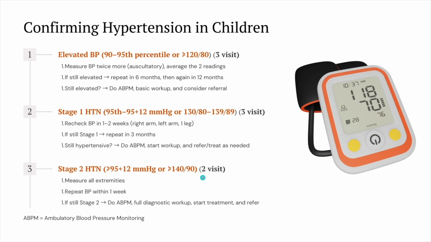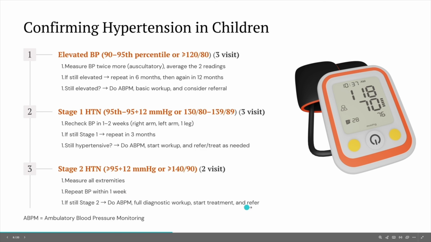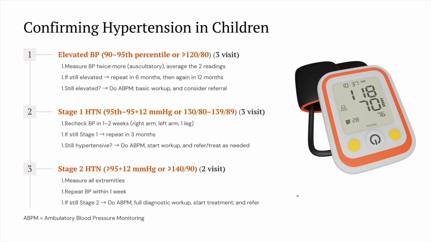So if stage 2 is more severe, we only take 2 visits. Measure all the extremities again, rule out coarctation of aorta, repeat it within 1 week. If it's still stage 2, do the full diagnostic workup, do the ambulatory blood pressure, and start treatment and refer. So these are how should we confirm.